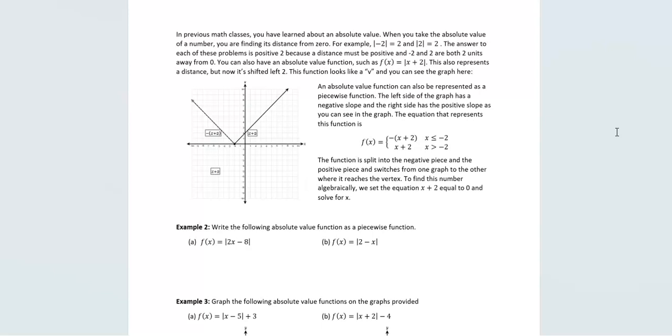Now let's get into what an absolute value function is. In previous math classes, you learned that when you take the absolute value of a number, it makes it positive. You can also think of this as the distance from 0. Either way, you're taking numbers and making them positive.